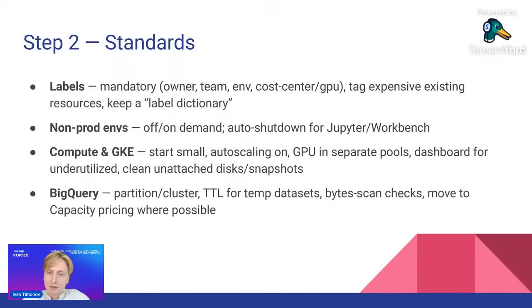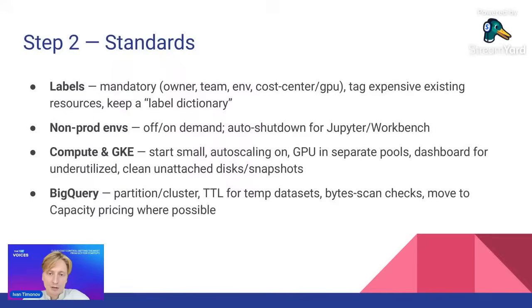Non-production environments. Turn on and off test environments on demand. For Jupyter instances like Vertex AI Workbench, enable auto shutdown. This single rule usually cuts idle cost dramatically within the first week.